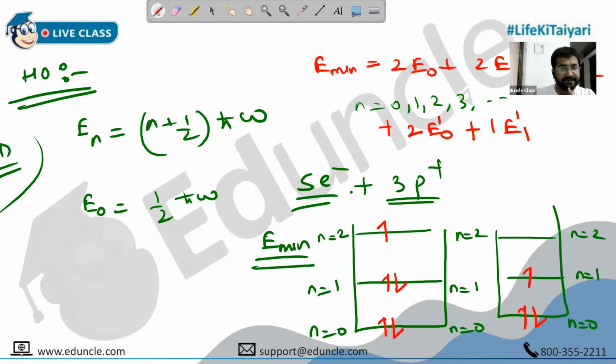Do you have any questions here? No. And now you can substitute now. You can find the values here. E naught will be 0 plus half h cut omega, E1 will be 1 plus half h cut omega, E2 will be 2 plus half h cut omega. Okay. E naught dash would be 0 plus half h cut omega dash. E1 dash would be 1 plus half h cut omega dash. If omega and omega dash are equal, then okay, whatever is the answer. But have you understood what I'm trying to convey here? Do you have any questions here? Okay, next.